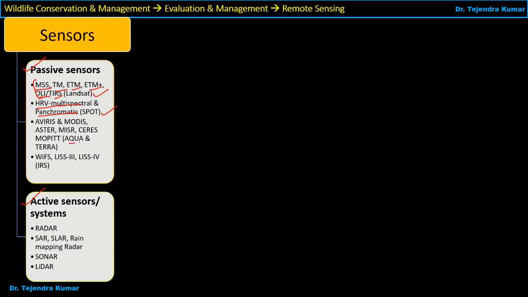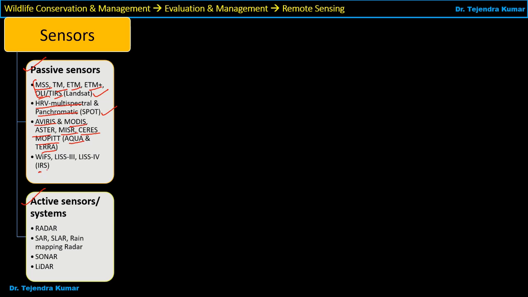Other satellites are Aqua and Terra, and they use sensors such as AVIRIS, MODIS, ASTER, MISR, CERES, MOPITT, and many more. AVIRIS is known as the Airborne Visible and Infrared Imaging Spectrometer. So there are many more sensors available, and I'm not going through them one by one.